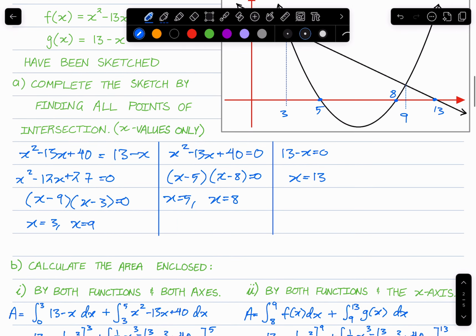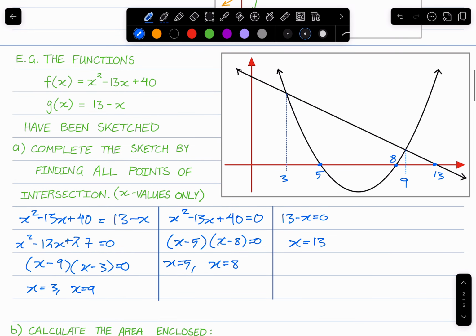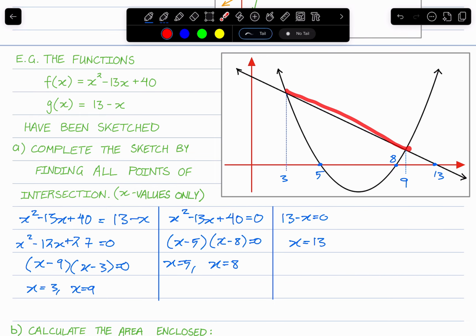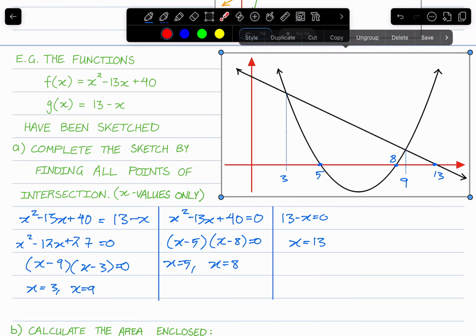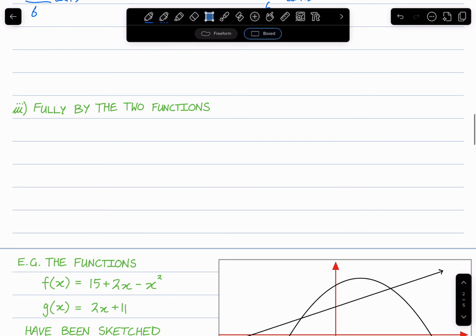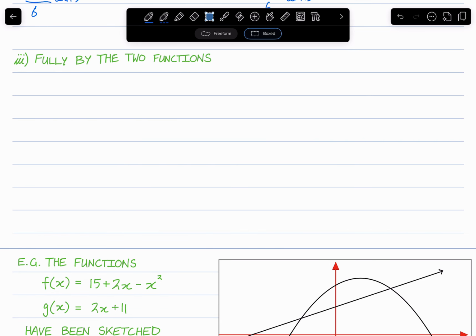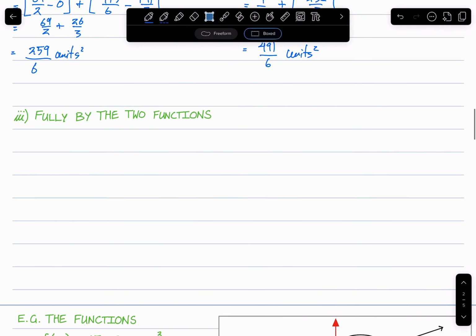Okay. And now lastly, we're trying to find the area in between both functions. So it's actually this portion here. And since we're finding the area between this, it is going to be the top function from 3 till 9 minus the bottom function from the same interval. So enclosed fully by the two functions is exactly what I showed there.